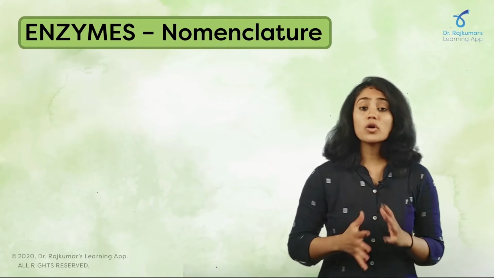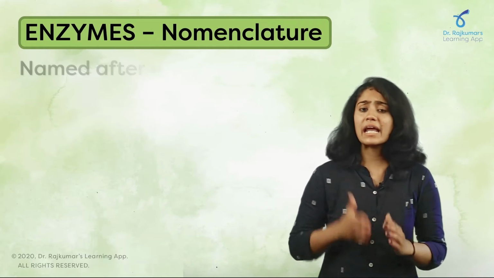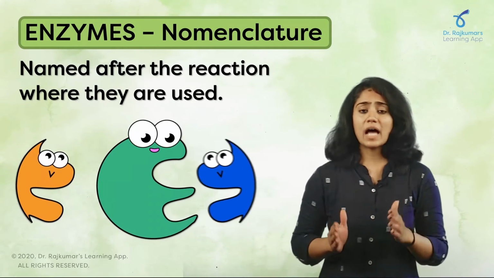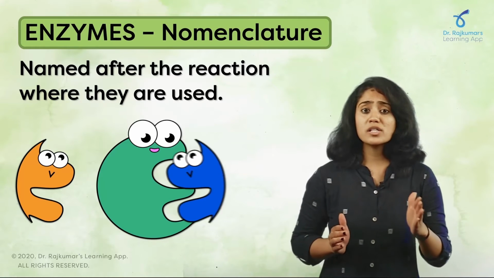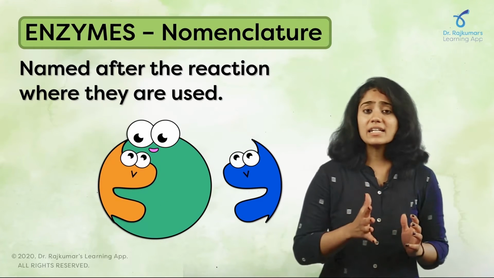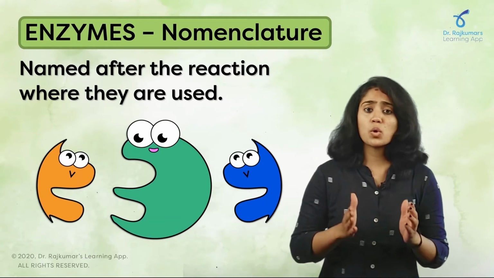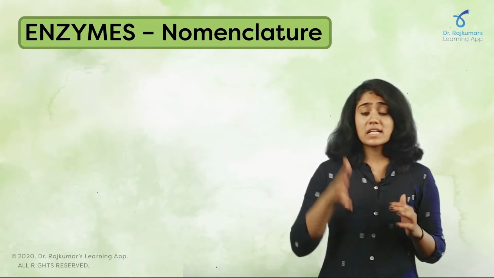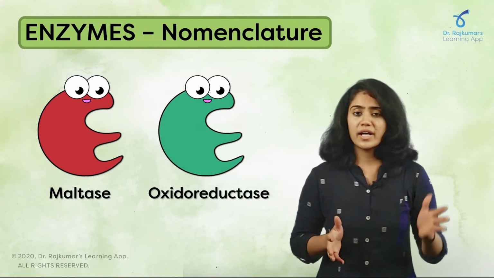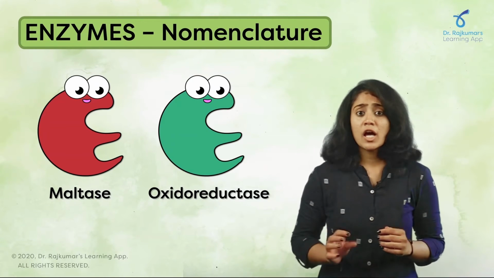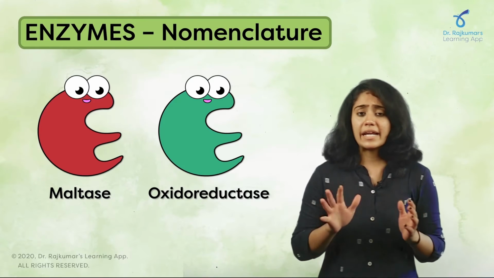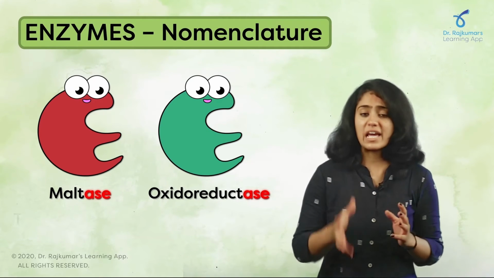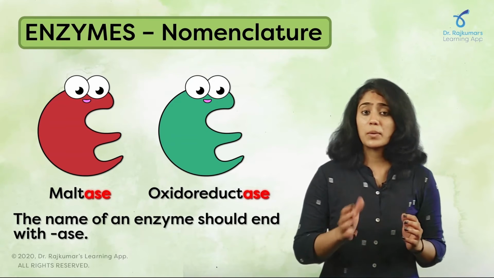These enzymes are not only named after compounds, but they are also named after the reactions where they are used. For example, the enzyme which is used to catalyze the oxidation of one substrate and the reduction of another substrate is known as oxidoreductase. From these two examples, that is maltase and oxidoreductase, what can you observe? You can observe that the names end with ase, right? So, this means that in the nomenclature of enzymes, the name should end with ase.